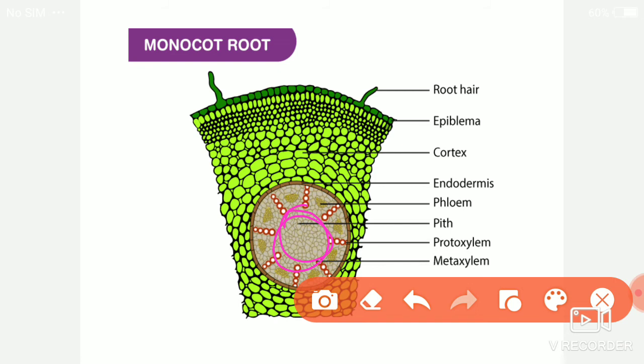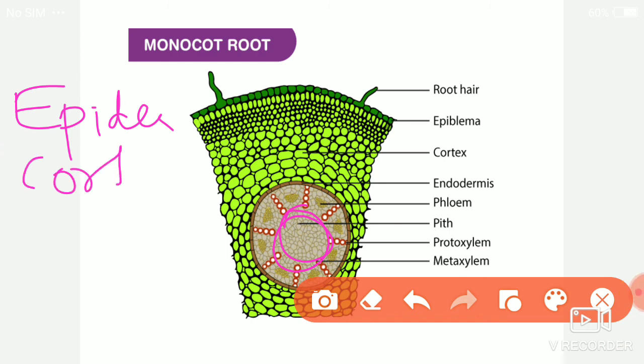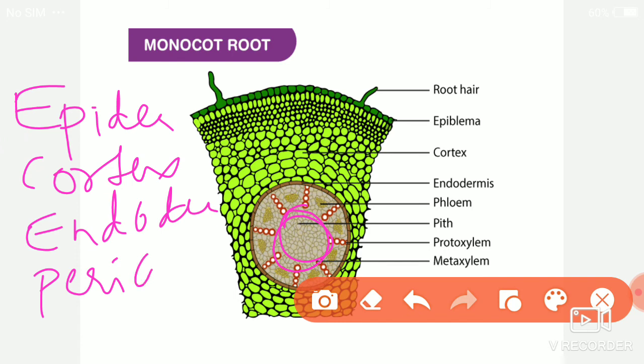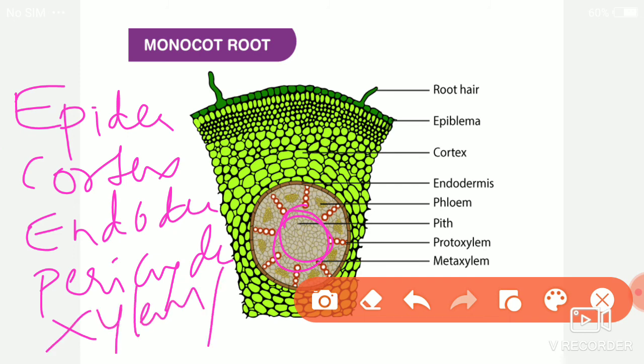So the dicot root and monocot root both are the same, having the following parts: epidermis, then cortex, endodermis, next is the pericycle, and after that the vascular bundles, the xylem and phloem, both are present.